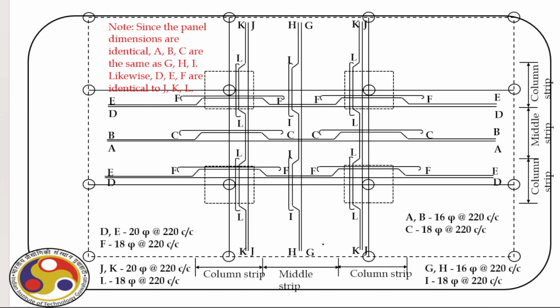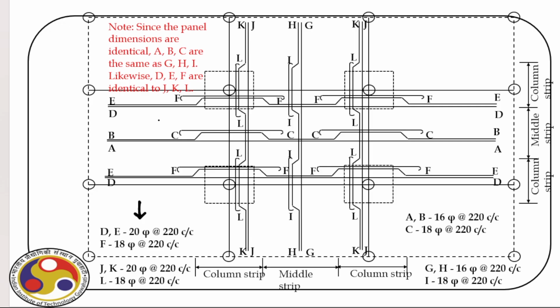Here comes the detailing. You can see we have it for the center panel, again not for the other panels. For the center panel, we have all bars marked. See, this time we have a slightly different way of marking the bars. So we have identified all the bars and their diameter and spacings are marked here. So we have bars for the column strip, bars for the middle strip, and all bars are marked accordingly. We have to provide these in the construction, right?